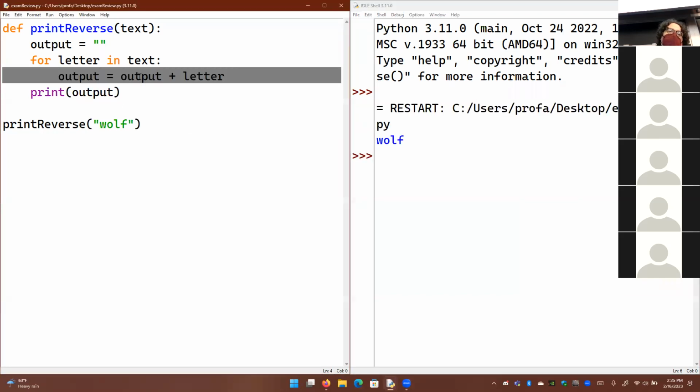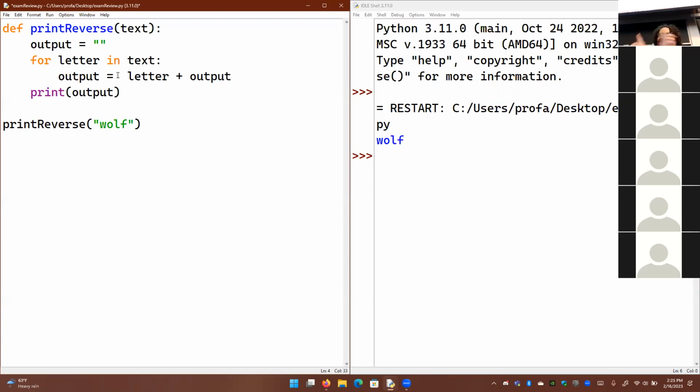But this says take what we currently have as our output and add letter to the end of it. Something interesting happens though. We can do it a different way. We can say letter plus the output. We can flip the order, because for strings, adding isn't commutative. A plus B is not the same as B plus A when we're adding strings. It's the same when we're adding numbers, but it's not the same when we're concatenating strings. So here what we're saying is take what we have in output and add letter to the front of it. So we would put the W in front of the empty string, then we would put the O in front of the W, then we would put the L in front of the OW, and then we put the F in front of the LOW.